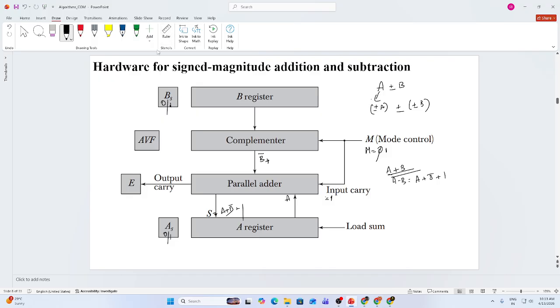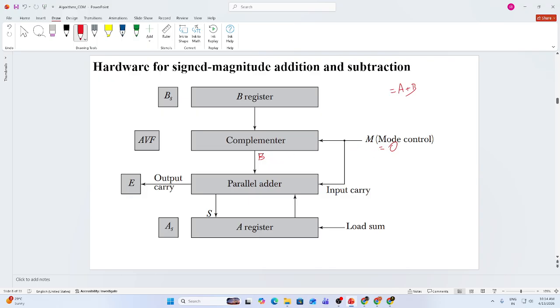Okay, let me explain this once more. In this algorithm I want to accomplish two things. One thing is I want to do A plus B. If I want to do A plus B, I select the mode bit as 0. So this complementer will give the output. If mode bit is 0, the complementer will give the output as B, as it is, it will transfer, right?